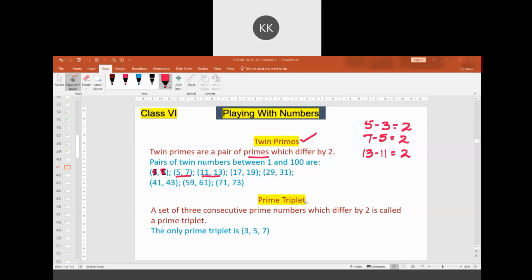Now moving on to prime triplets. As the name suggests, triplet refers to three numbers.